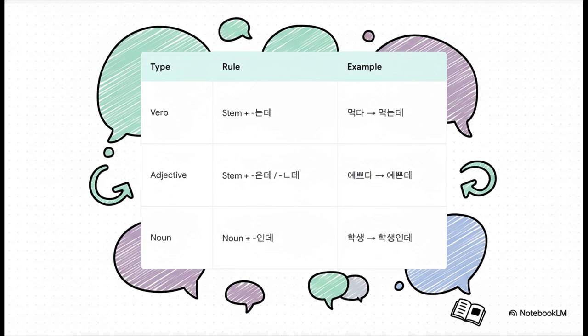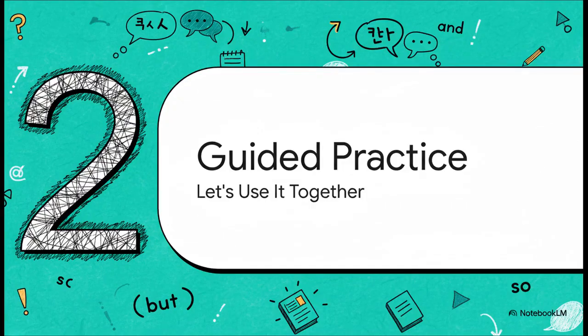Okay, so the rules are actually really simple. For verbs, it's super easy. You just tack on eun-de right onto the stem. So 먹다 becomes 먹는데. For adjectives, it depends on the stem. If it ends in a consonant, you add eun-de. If it ends in a vowel, like in the word 예쁘다, you just add eun-de to make 예쁜데. And then we have nouns, which honestly are the easiest of the bunch. Just add in-de. So hak-saeng becomes hak-saeng-in-de. See? Super simple.